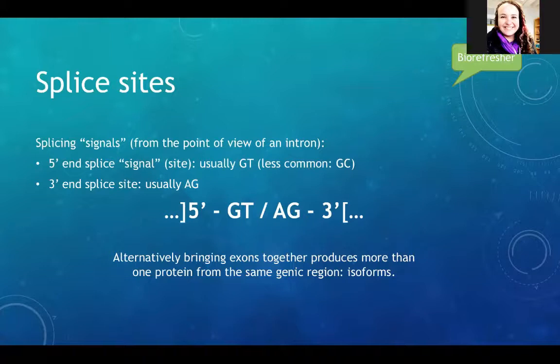You'll have a less common GC donor. And then on the 3' end of your intron, you'll have an AG. So this is what you're expecting to find at the beginning and end of the intron. You'll find a GT, then there's the intron, then there's an AG right before the next exon begins. Take a picture, download it, memorize it, write it, tattoo this on your arms. You're going to need this. And this, of course, is what has the ability to give us alternatively spliced isoforms.